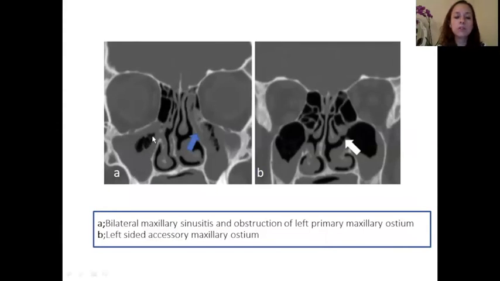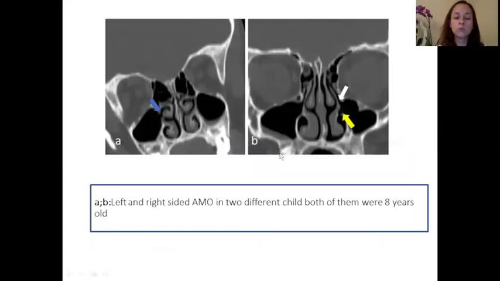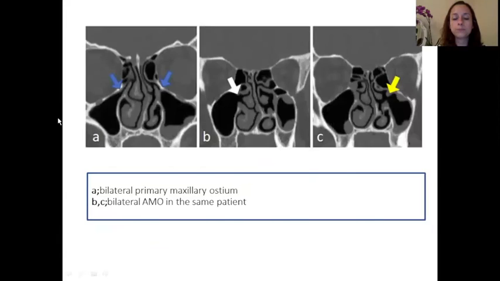In another patient, with bilateral maxillary sinusitis, the primary maxillary ostium is obstructed. You can see a small-sized left-sided defect in the maxillary sinus medial wall. Two children, 8 years old, both of them, you can see right and left-sided accessory ostiums. There may be more than one accessory ostium. This is an example: normal primary maxillary ostiums and right and left-sided accessory ostiums in the same patient.